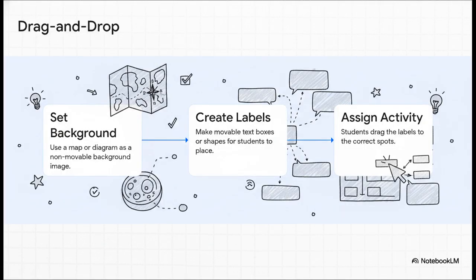First up, a drag and drop. This is so simple but so effective. All you do is set an image as the background of the slide. It could be a map, a diagram of a cell, anything. Then you just create a bunch of text boxes with the labels. The student's job? To literally drag the labels and drop them into the right spots. It's hands-on, it's interactive, and it works on any of these platforms.